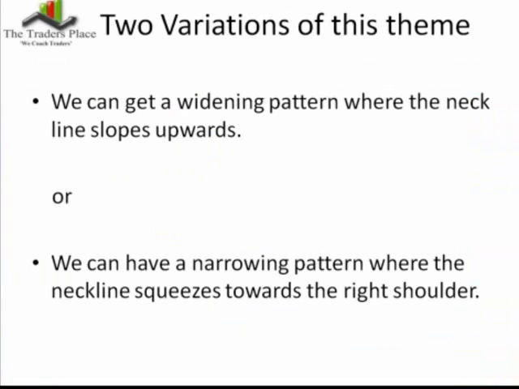Now, those two were perfect examples. The necklines and the shoulders all tied up nicely. There are, however, variations, like there are with any chart pattern. These two are particularly common for those of you trading intraday. If you're day trading, let's say a 5-minute, hourly, or 4-hour chart, we're more likely to get one of these two variations. Either we get a widening pattern where the neckline begins to slope upwards, or, on the other hand, a narrowing pattern where the neckline squeezes lower towards the right-hand shoulder.